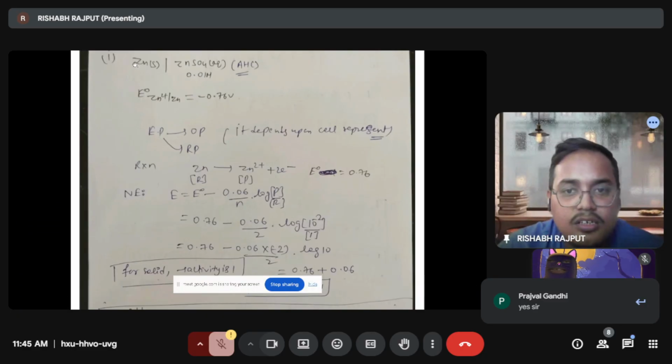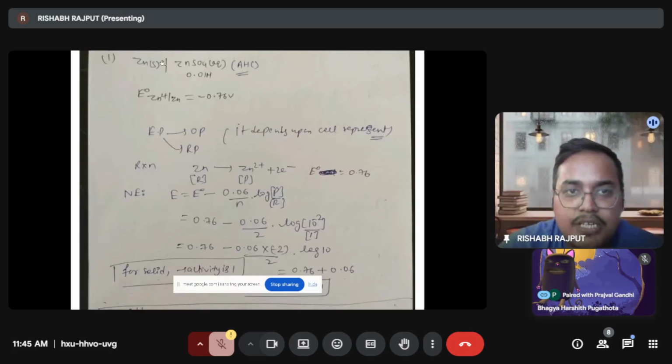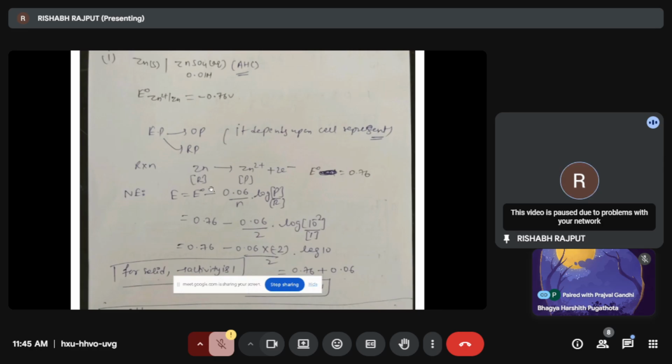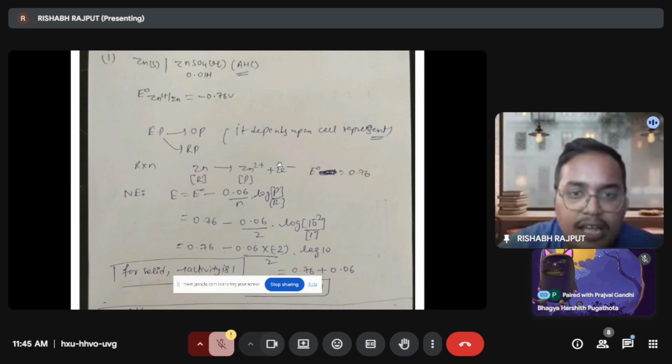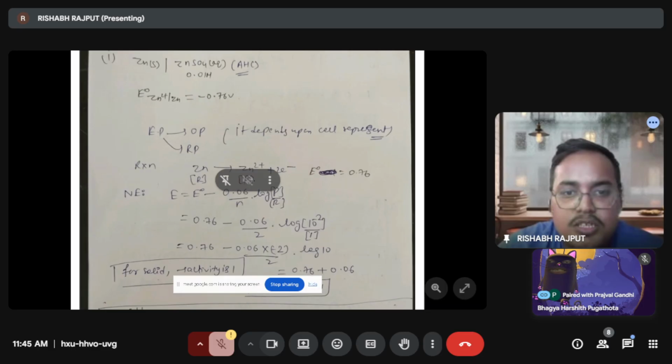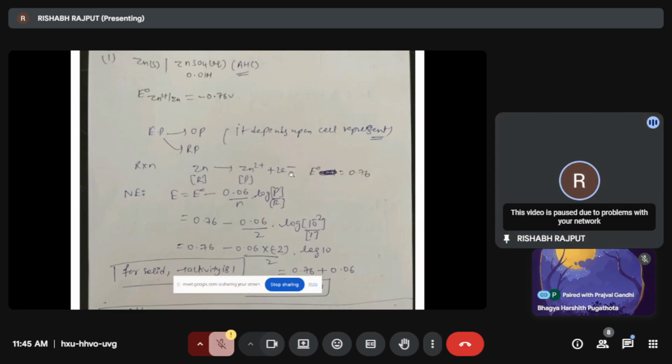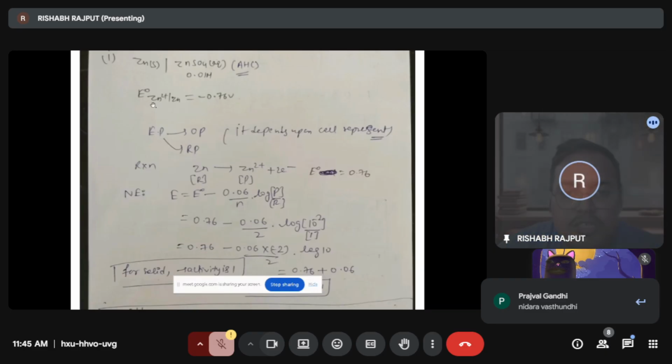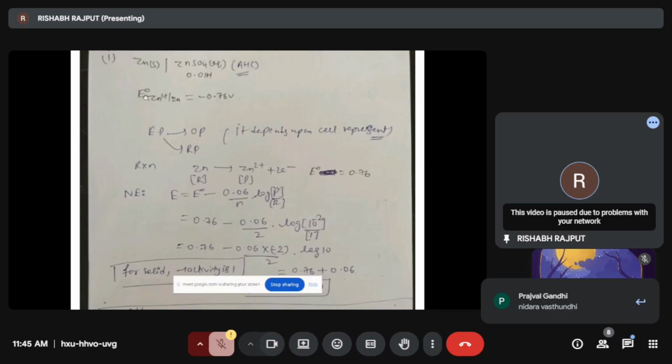Zinc becomes Zn2+ plus 2 electrons. Because of this representation, we know zinc is the reactant and Zn2+ is the product. They will give you the standard electrode potential for zinc: Zn2+/Zn is minus 0.76 volt.